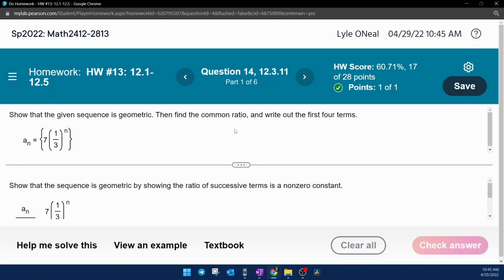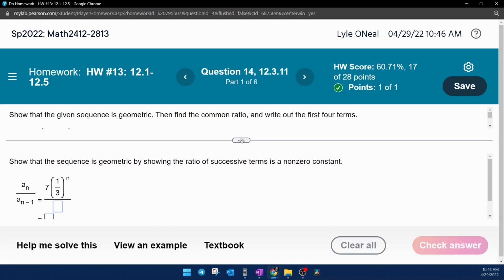All right, here we go. Question 14 from our Precalculus homework 13 in MyLab Math. It says, show that the given sequence is geometric, then find the common ratio and write out the first four terms. So here they have given me the formula, the general term of a sequence.